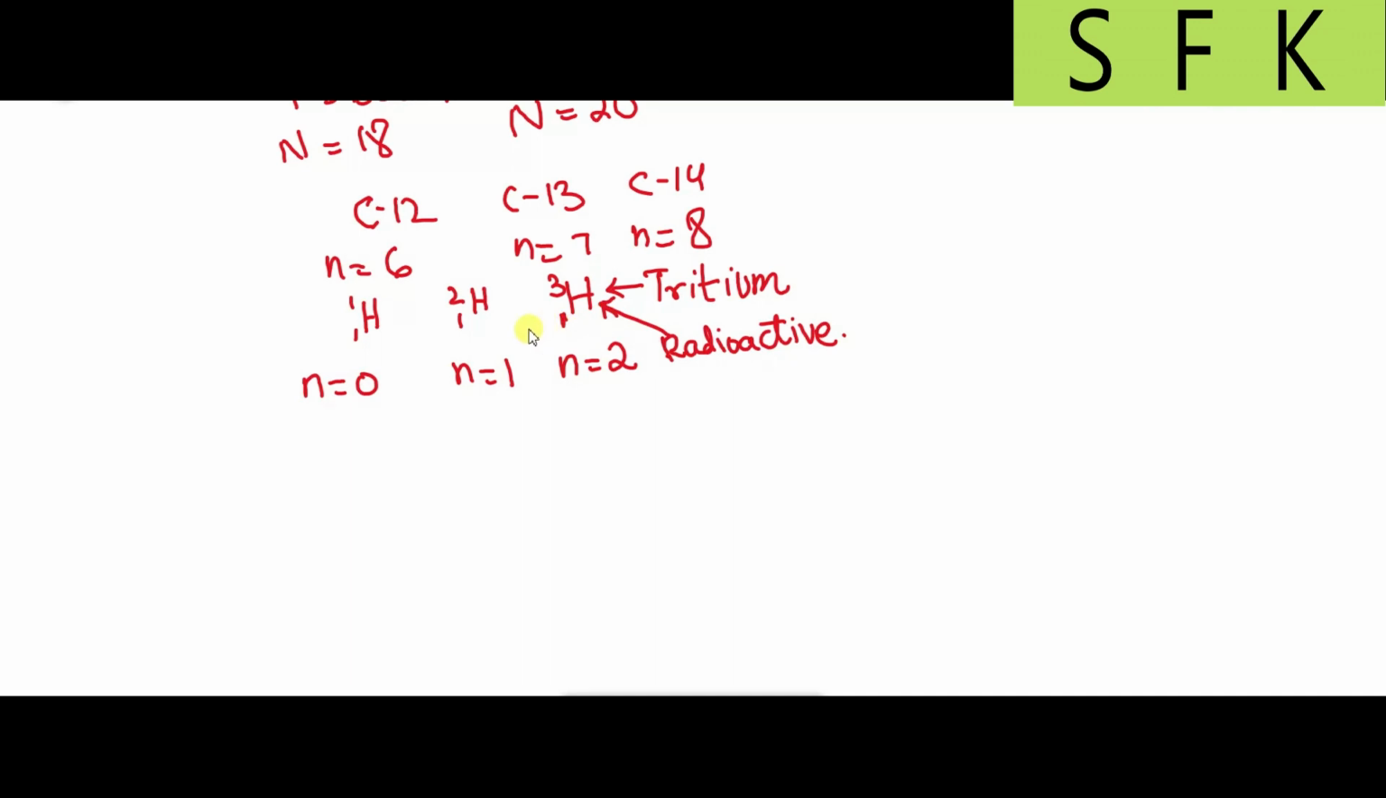So the nucleon number and the neutrons are different, but the proton number and the number of electrons are the same, because they are atoms, and the number of protons and electrons are going to be the same. This isotope over here, tritium, is radioactive. Okay, thank you.